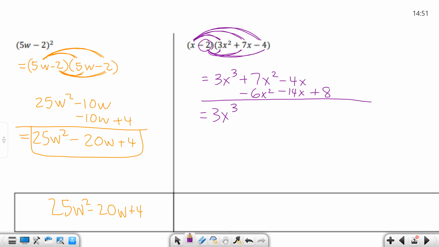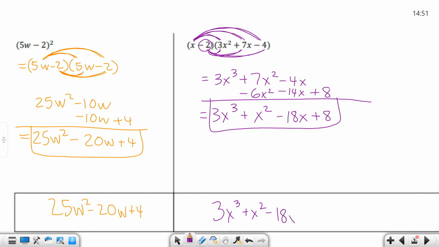Equals 3x to the third. Then a positive 7 and a minus 6. 7 minus 6 is 1, and it's positive, so positive x squared. Both negative here. What do? We add them. 4 plus 14 is 18. What makes them alike is x, and they're both negative, so it's minus 18x, and bring down my plus 8. So 3x to the third plus x squared minus 18x plus 8.